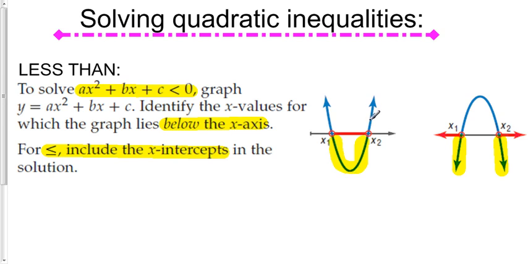These are the y values that are less than 0. So in this first case, you would write your answer in interval notation from x1 to x2. Those are the x values that give you a graph below 0.